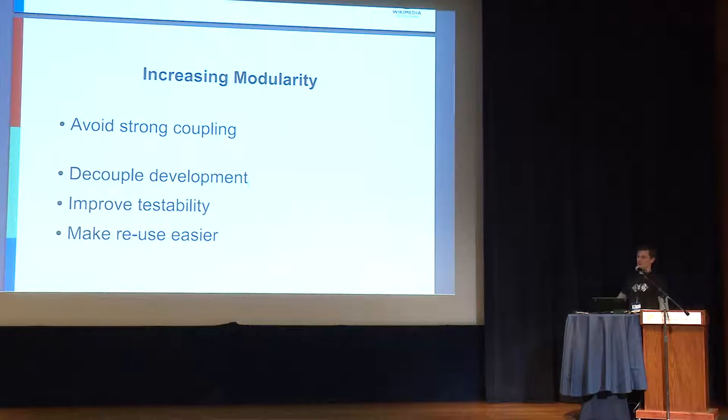So the rationale behind using dependency injection is basically the same as for a service-oriented architecture. You want to avoid strong coupling. You want to rely on well-defined interfaces between services on different levels. That allows development to be decoupled. That allows better testability, especially in terms of automated testing. And it makes it easier to reuse individual components.